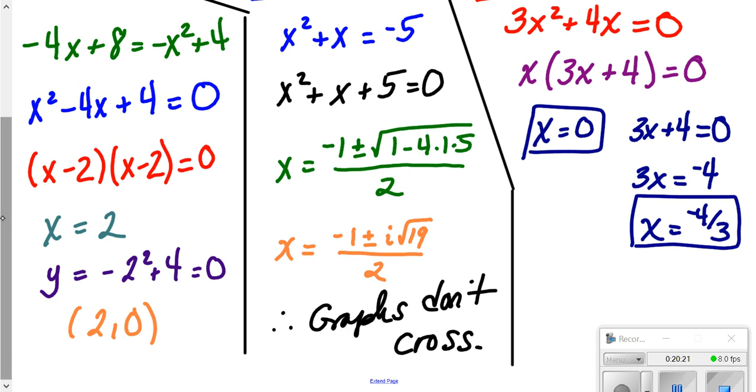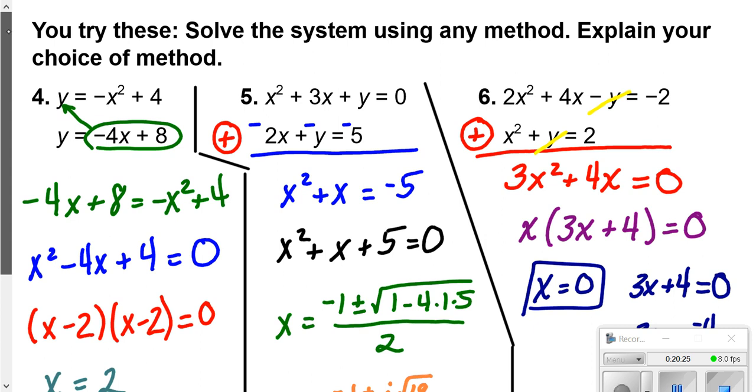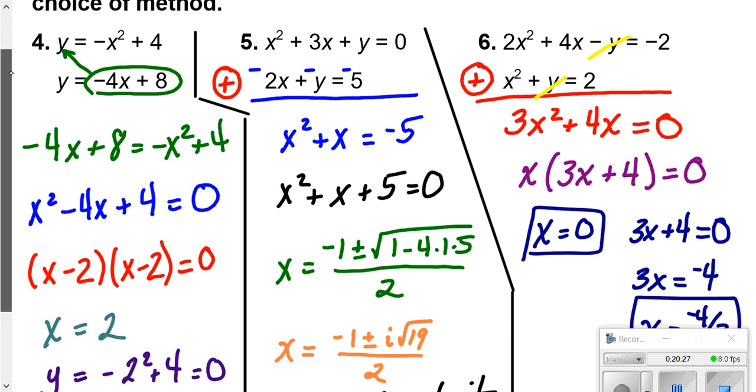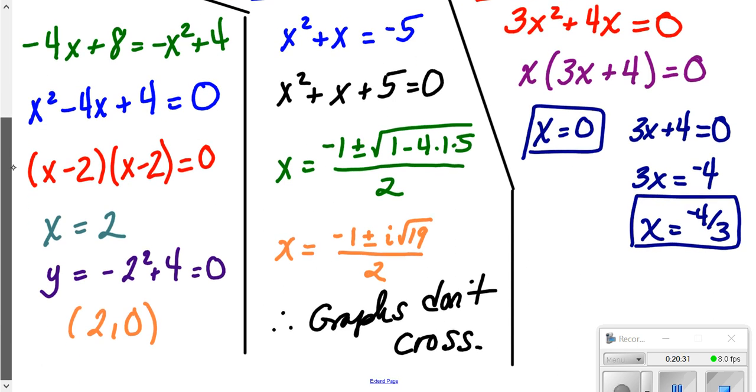And in the last problem of these 3, you can see that I did this by adding them, and I used elimination. I got x was 0 and x was negative 4/3. But you know what? That's not done, because what did I forget? Finding the y's.